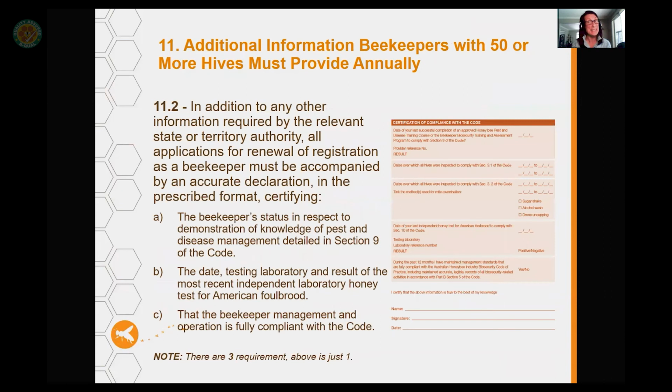Number 11, nearly there. Additional information that beekeepers with 50 or more hives must provide annually. Now, this section details the additional information that you must provide each year to enable the assessment of your compliance with the code, and that includes a declaration from the beekeeper on their operation and management of the bees in compliance with the code, including requirements where applicable for hive inspection, bee and pest management, record keeping, AFB testing and training and results. You must know that making a false declaration is actually a serious offence, and it may result in a fine or prosecution. So make sure you're following the code.